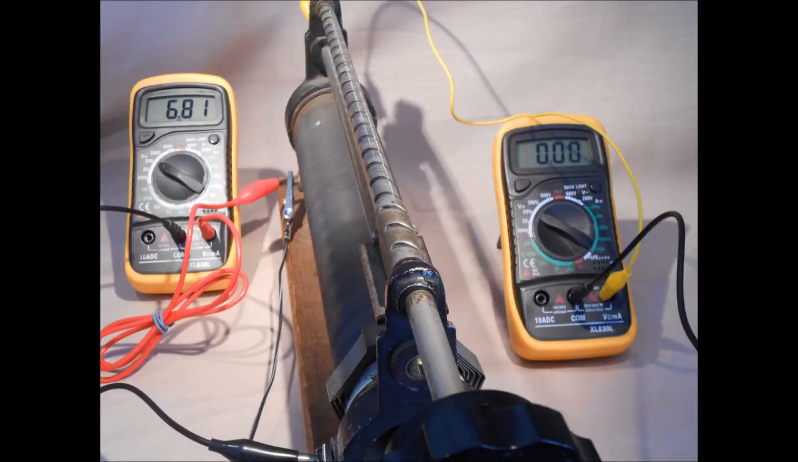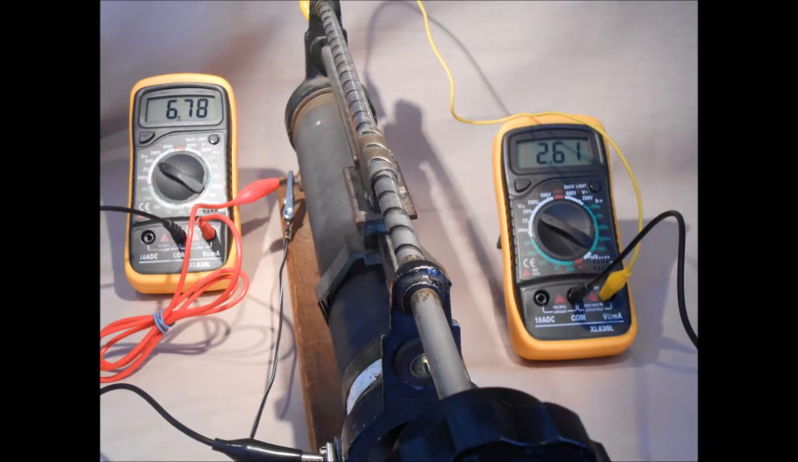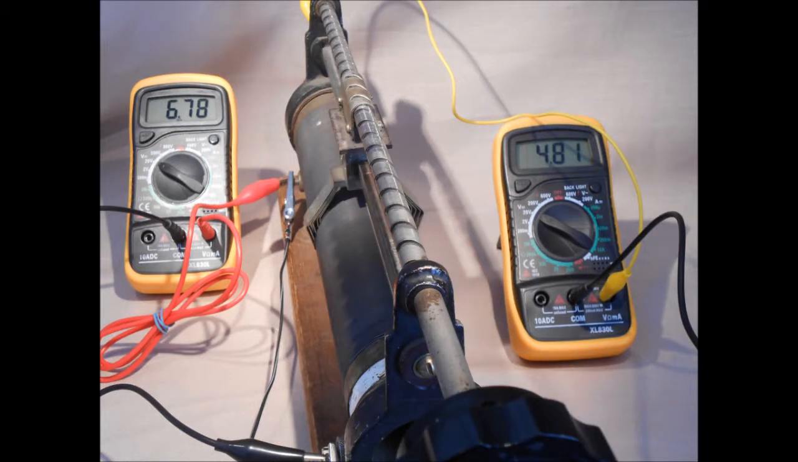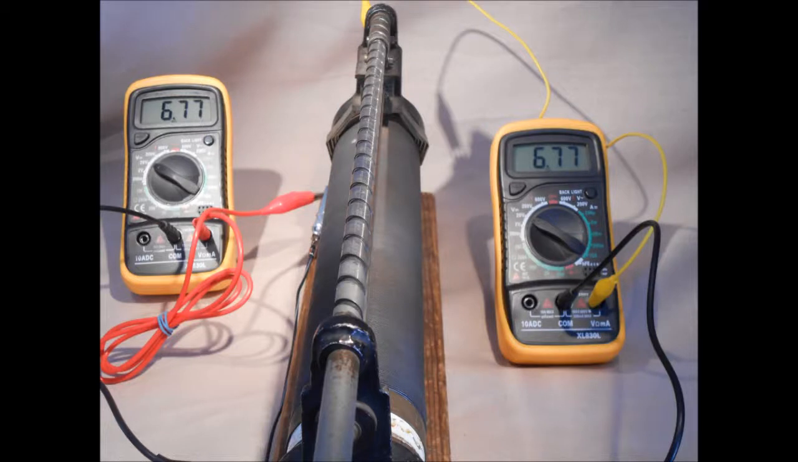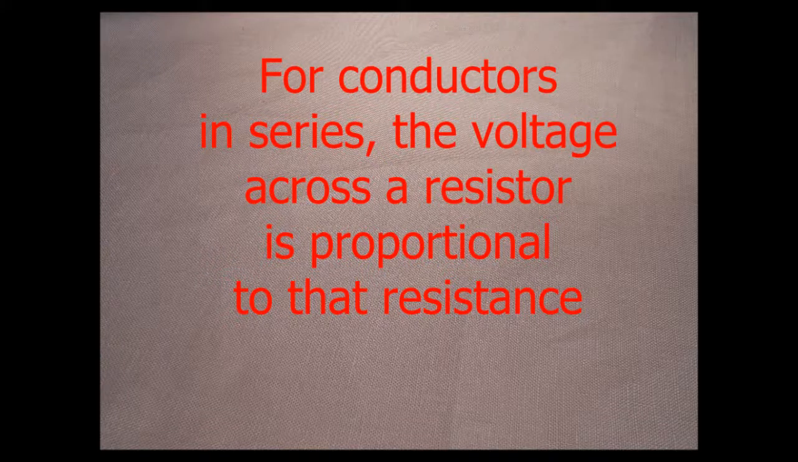It's a variable resistor. It has two fixed contacts and one that can slide up and down between them. It uses the GCSE idea that the resistance of a wire is proportional to its length as long as the temperature stays constant. This central contact means we make a circuit with two resistors in series, and it divides up the voltage or potential difference, so it's called a potential-divider circuit. For conductors in series, the voltage across the resistor is proportional to that resistance.